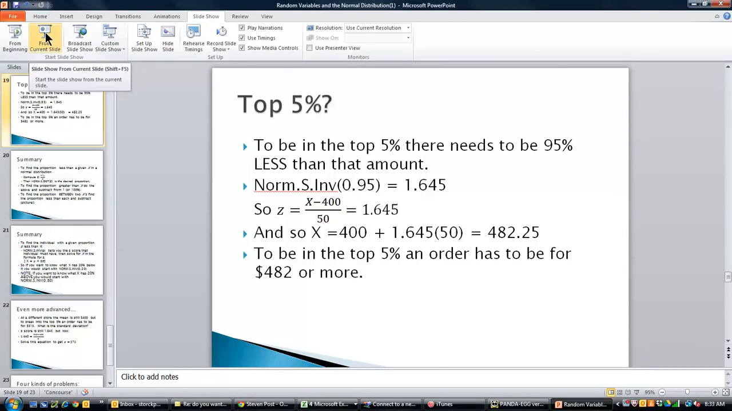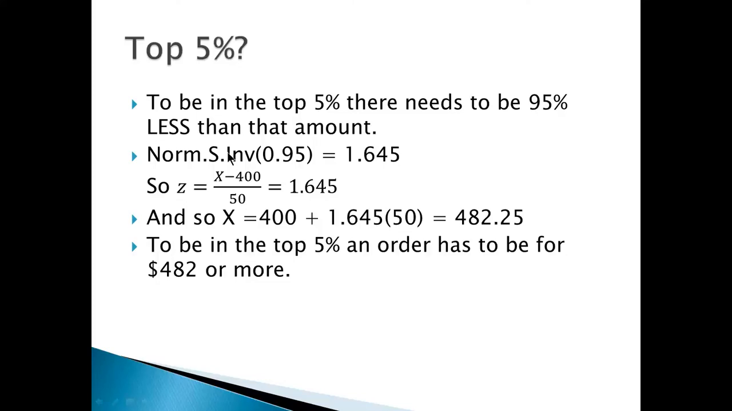Okay, so this time we're asking how large an order has to be in the top 5%. So there needs to be 95% less than that amount. Our Excel function is now NORM.S.INV. This takes the percentage less than what you're looking for and gives you its z-score. So if you put in NORM.S.INV of 0.95, you'll get 1.645. So the z-score for the number we're looking for is 1.645.